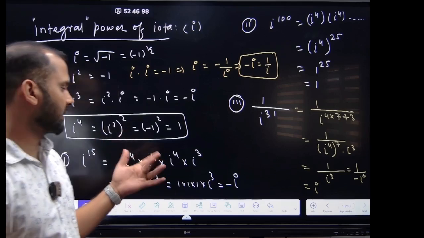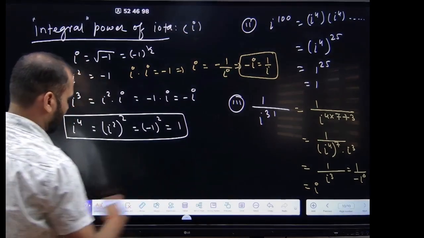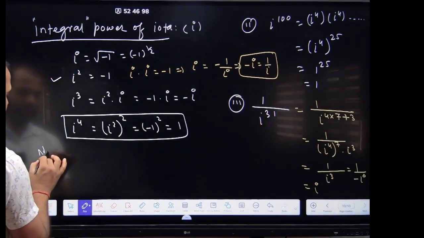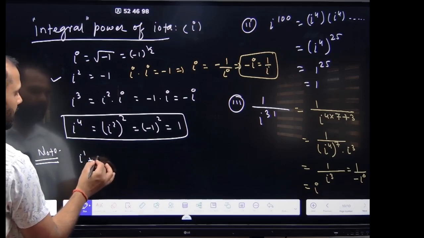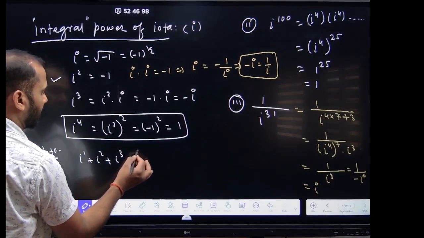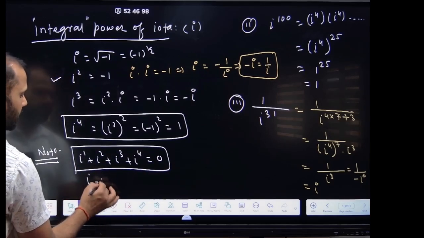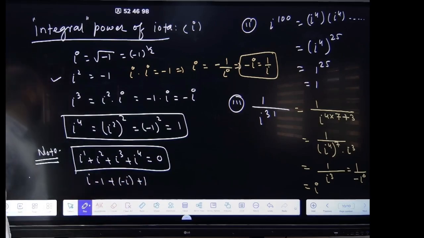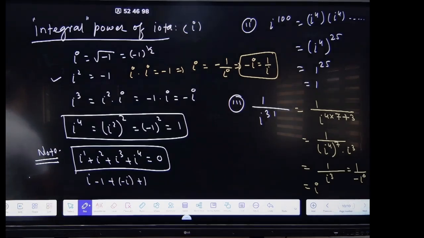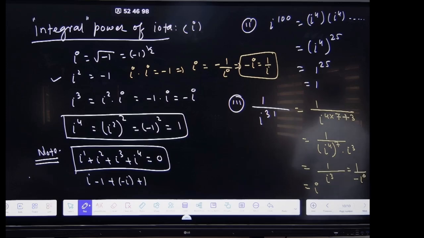This is called integral powers. One note point you write down is very important. Just see here, I will add like this: i to the power 1, i square, i to the power 3, i to the power 4. How much will it be? 0 it will be, just check. i, minus 1, this is minus i, this is plus 1, right? i gets cancelled, 1 gets cancelled. Yes or no? So I can say like this: the sum of any first 4 consecutive powers of i will be 0 always.